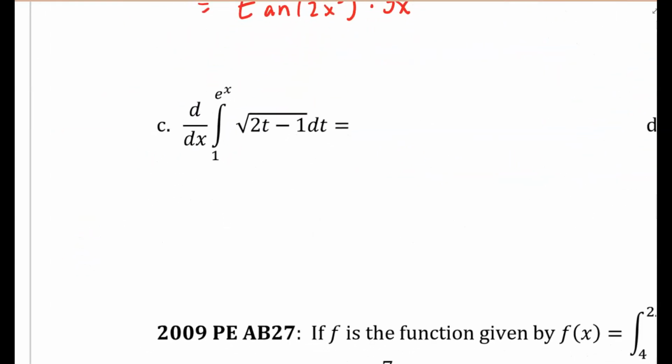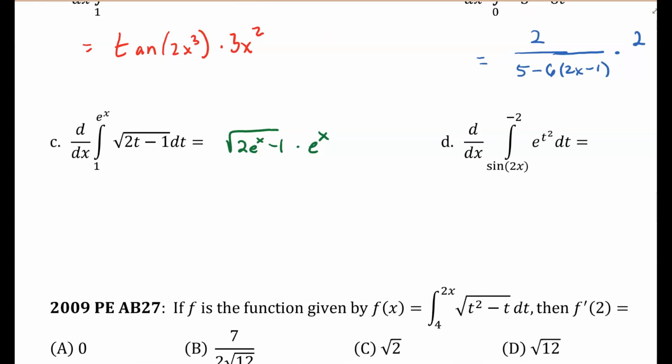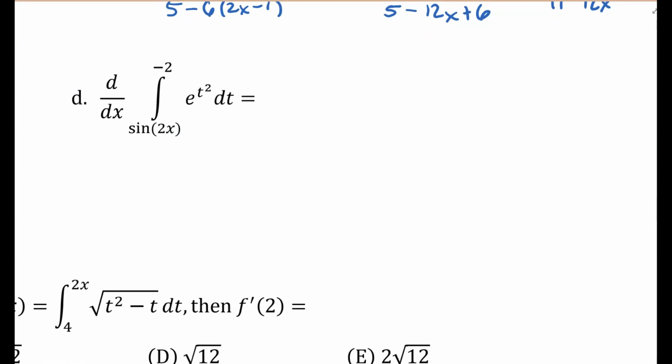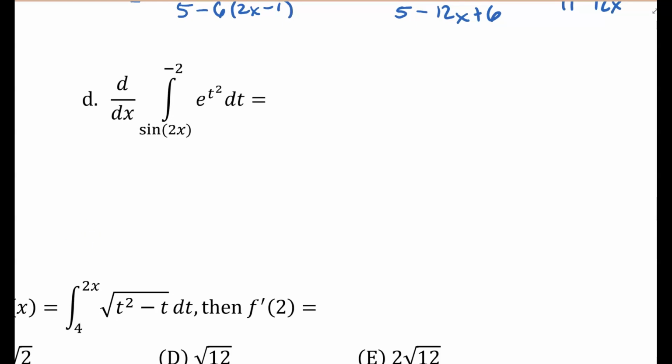Okay, C, go ahead, pause, try this one. Let's see if you remember good old e to the x. All right, hopefully you tried this one. Derivative and integral, the second fundamental theorem of calculus, they cancel each other out. They're inverses. So this is just the square root of 2e to the x minus 1 times the derivative of the upper limit. That's still a function e to the x, and the derivative of e to the x is e to the x. All right, you got it. Good job. Okay, D. Do you want to try this one now? Ooh, we got some trig. I think you're up to the task. You got this. Pause me, check your work.